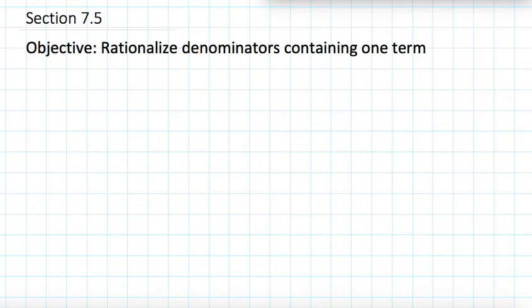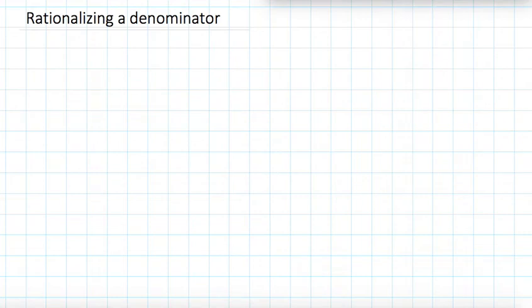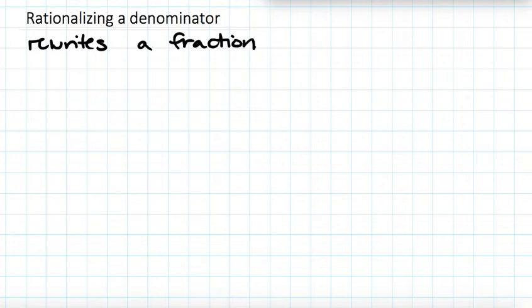This video is for section 7.5. Our objective in this section is to rationalize denominators containing one term. This is something that's going to be required later on when you're entering answers into MyMathLab. So this is a form of simplifying, and what it does is it rewrites a fraction so that there are no roots in the denominator. Roots are okay in the numerator, but not in the denominator.